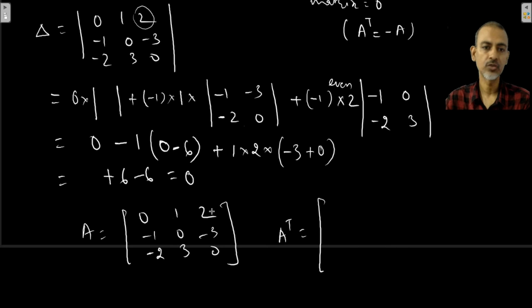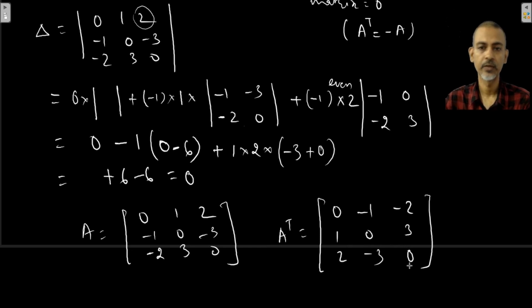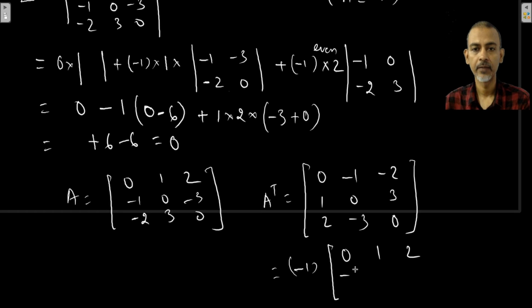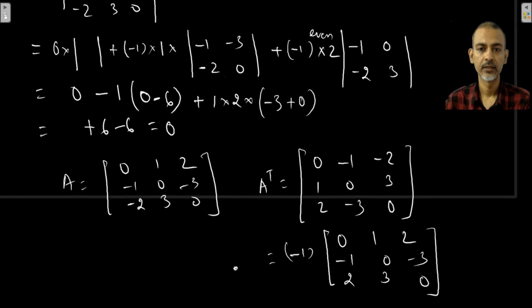My rows will change to columns, columns will change to rows. So I'll have 0, 1, 2, this row will come to a column, this row will come to a column, minus 1, 0, minus 3, and minus 2, 3 and 0. Now this A transpose, if I take minus 1 common from this, I'll have to multiply minus 1 everywhere, right? So 0, 1, 2 will become minus 1, 0, minus 3, and this will become 2, plus 3 and 0.